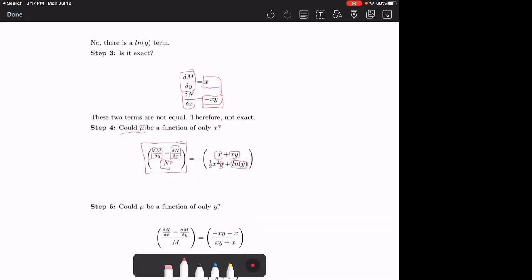Could mu be a function of only y? Well, we would look at our y expression that we measure. So that's partial n partial x minus partial m partial y divided by m.